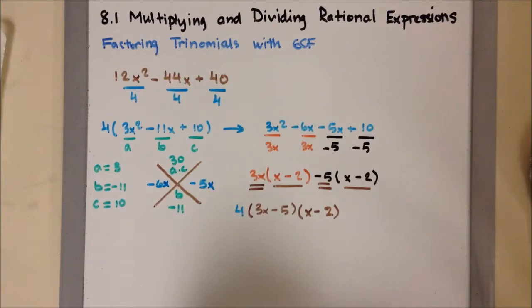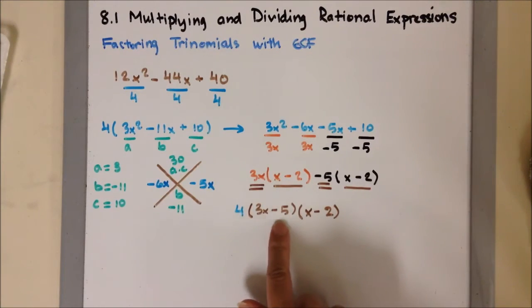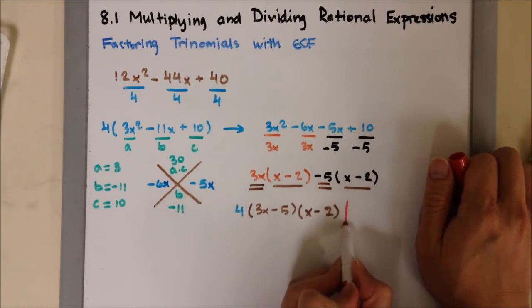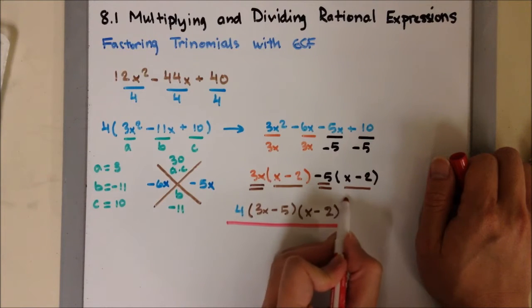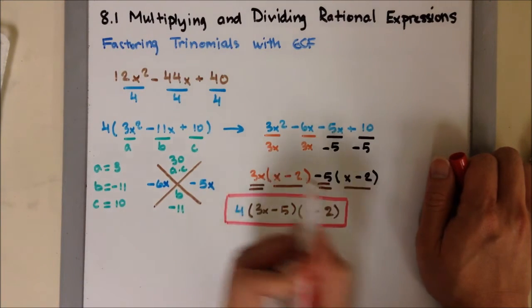So here's our full answer: 4 times 3x minus 5 times x minus 2. So this is what it would typically look like when you have a GCF factoring with a trinomial.